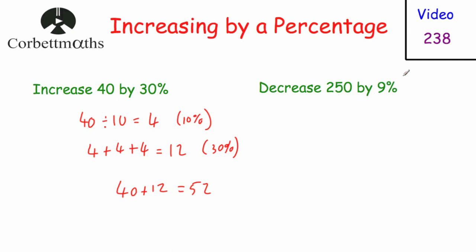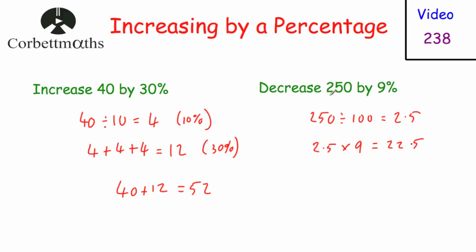So to find 9% on my calculator, I'm going to divide by 100 to find 1%, and then times by 9 to find 9%. So 250 divided by 100, that's 1%, which is equal to 2.5. And then I'm going to take my 2.5, and multiply by 9, and that would tell me 9%. So 2.5 times 9 is equal to 22.5.